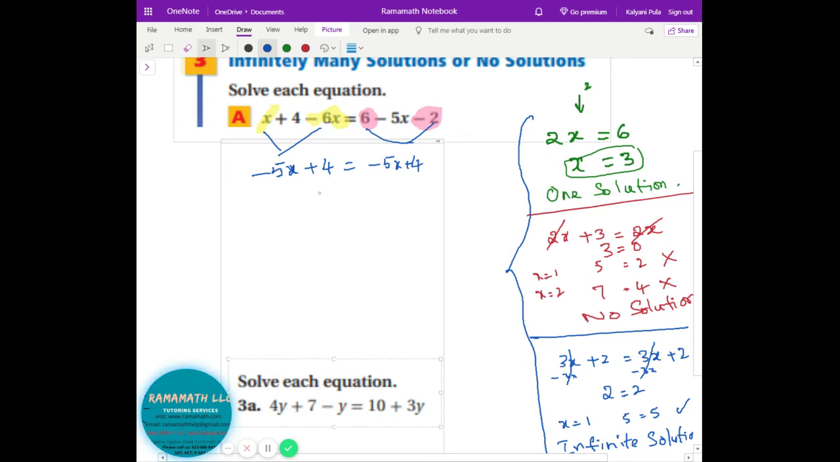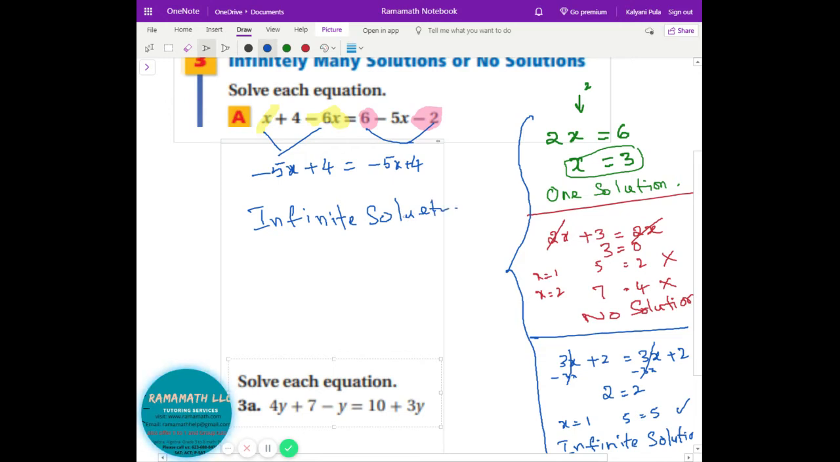Now once I see this, -5x plus 4 and -5x plus 4, I don't need to do anything further, because both sides are the same, and in my mind I know it's going to be 0 equals 0. So I can just write infinite solutions. You don't need to do anything more. Just complete it over there.